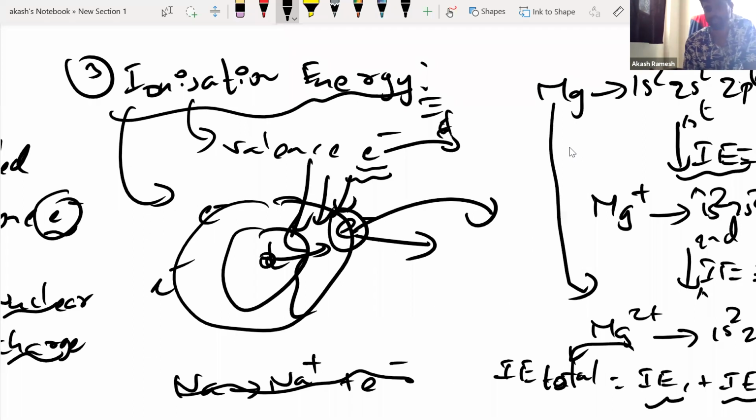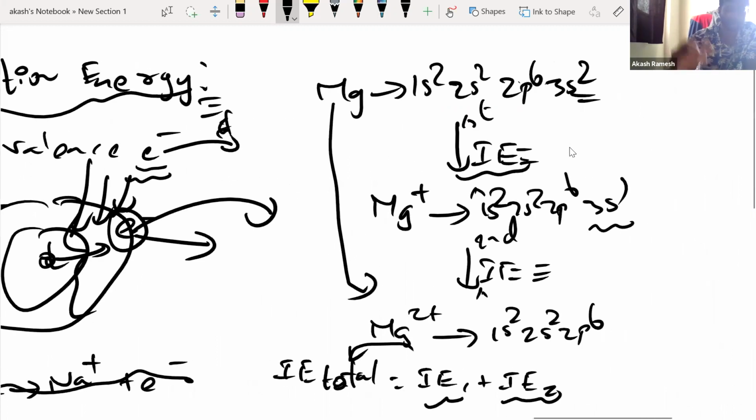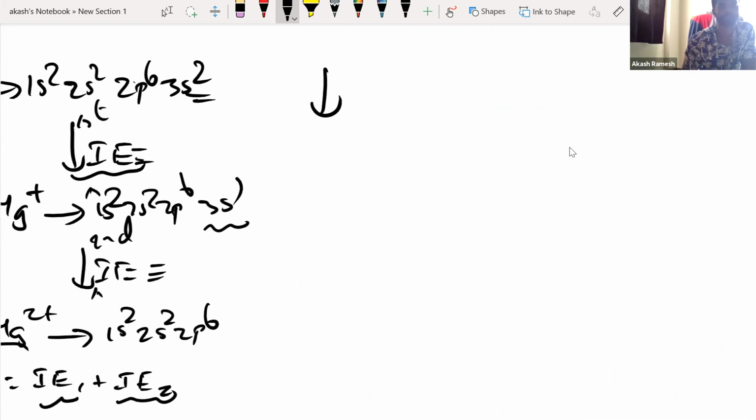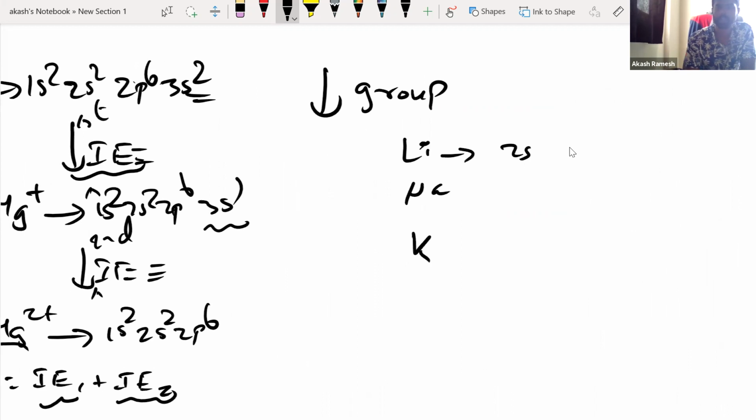Because I'm talking about the atomic trends, right? Down the group, along the period, how one particular quantity changes. We'll try to understand that. So when I go down the group, again I will take lithium, sodium, potassium as the example. This has 2s1, this has 3s1, and the potassium will have 4s1.